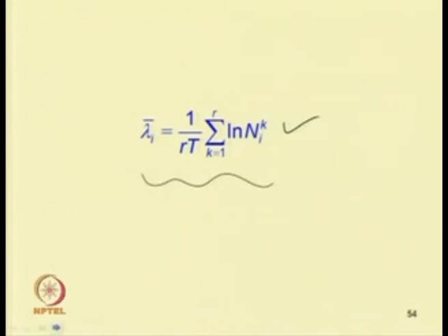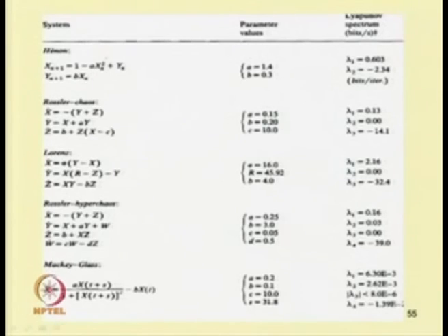Following the Wolf paper, one can find this for the Henon equation. For this parameter value a, b, there are 2 equations, so one can get 2 Lyapunov exponents. One can see that one of the Lyapunov exponents is positive, that is 0.6, that is why the system is chaotic. Similarly, for the Rossler chaos, this is the equation, one can find these 3 Lyapunov exponents, and here one can see that one of the Lyapunov exponents is 0 and one is positive.